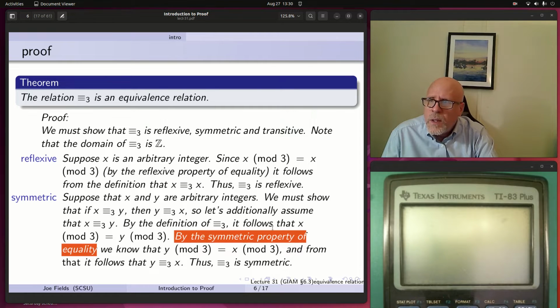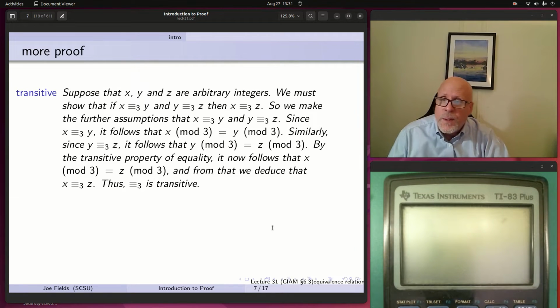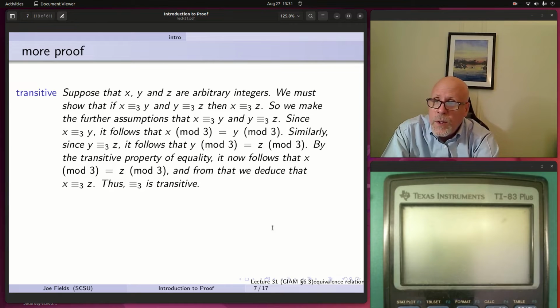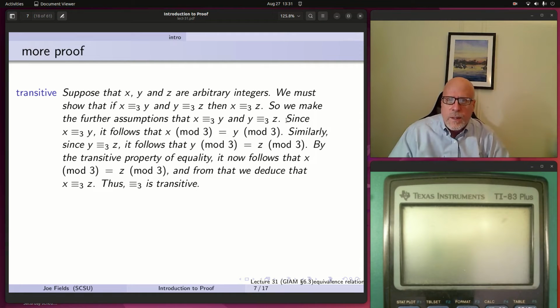This proof got a little long, so I had to bump it onto the next page. Transitive. So three variables we need to have for that. Suppose x, y, and z are arbitrary integers. Again, a little mini we need to show. What is it we need to show? That if x is equivalent to y and y is equivalent to z, we should get that x is equivalent to z. So we make the further assumptions in the antecedent of our UCS, that x is indeed equivalent to y and y is indeed equivalent to z. I'm using a little shorthand, saying equivalent rather than equivalent mod 3, just because that's a little long-winded.